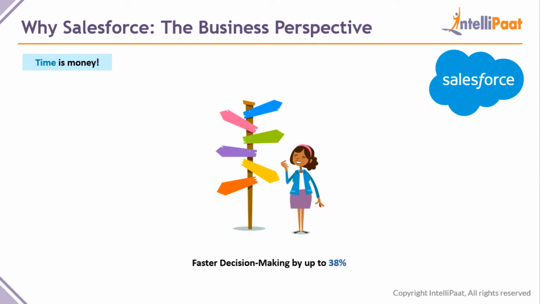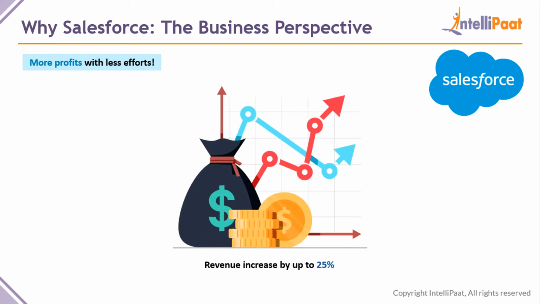And then again, the next point is pretty much time is money. Why did I say time is money? Well, pretty much Salesforce people say that faster decision making is done, and Salesforce helps you go about doing that. And this number is up to 38% or more. Well, if you're 40% faster at what you do, then think about the money that you can bring in, guys.